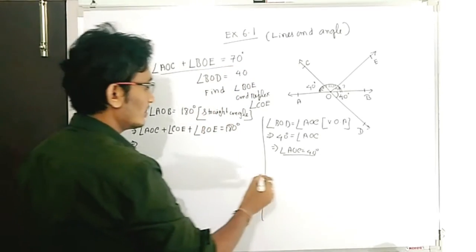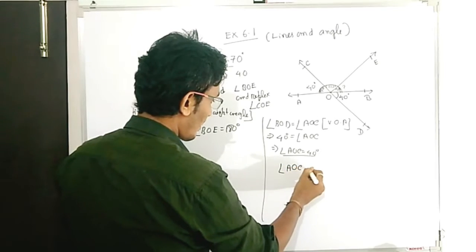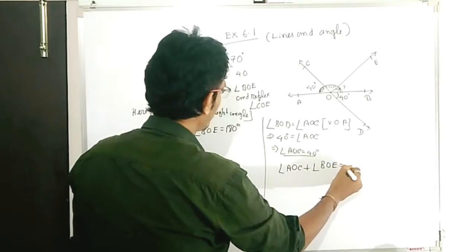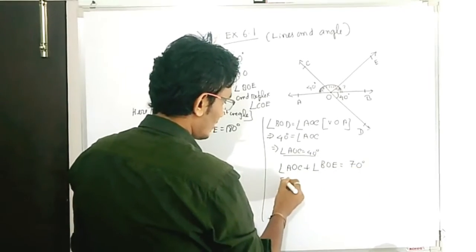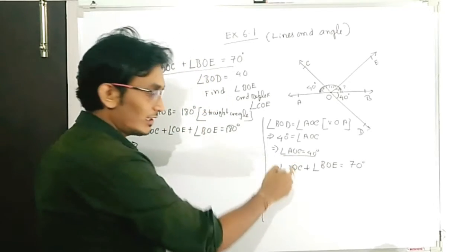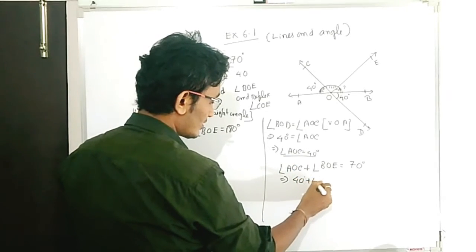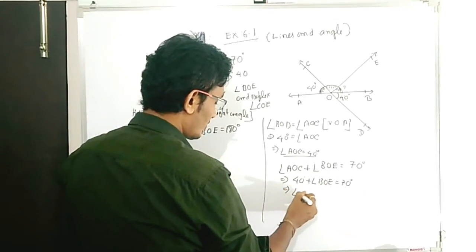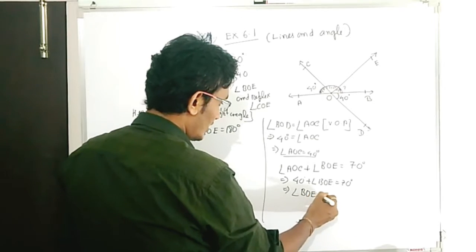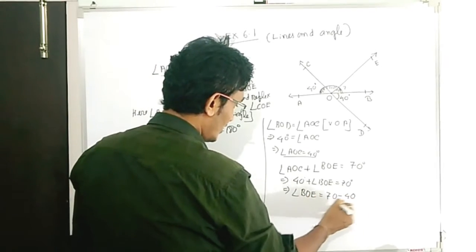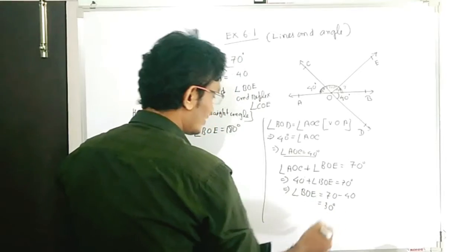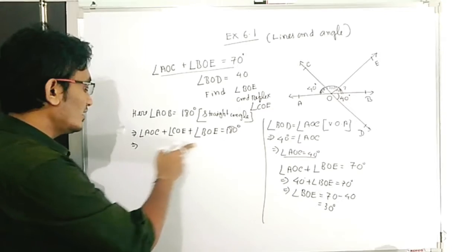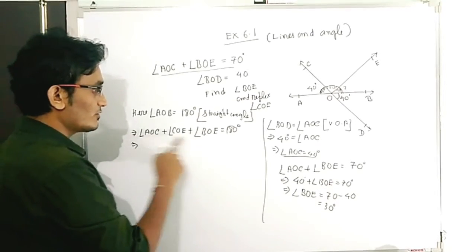Again, one more relation is given in the question. Angle AOC plus angle BOE equals 70 degrees. AOC is 40 degrees, so 40 plus BOE equals 70 degrees. From here BOE equals 70 minus 40, which is 30 degrees. So BOE is 30 degrees.